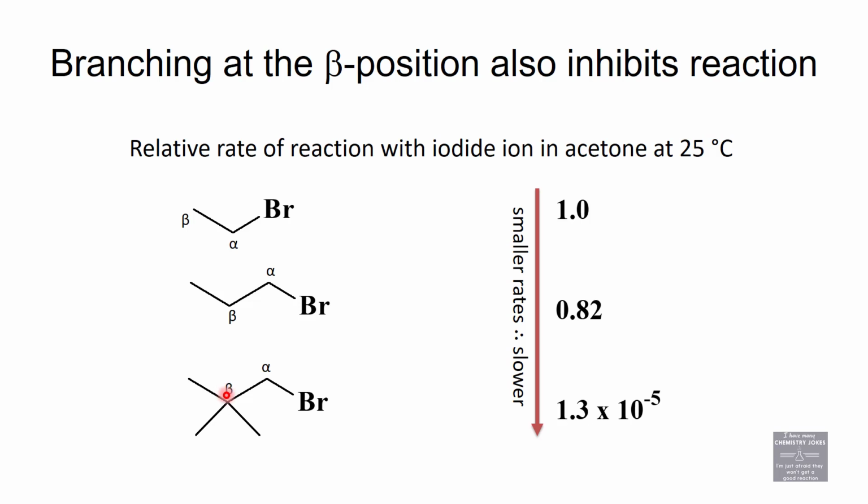So this beta in the bottom has so much hindrance to the alpha carbon next door that it greatly slows down the reaction. So if we rank these in order of speed, they are all primary alkyl halides. But when there gets to be a lot of junk at the beta position, it also slows down your reaction.